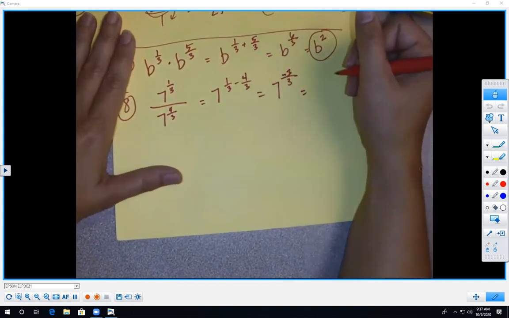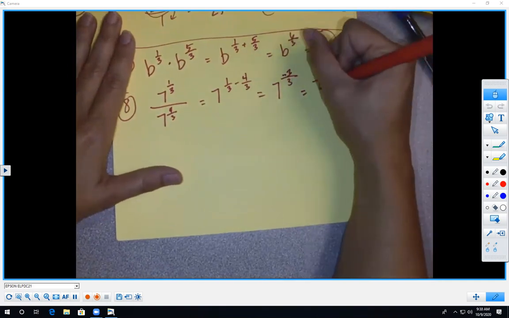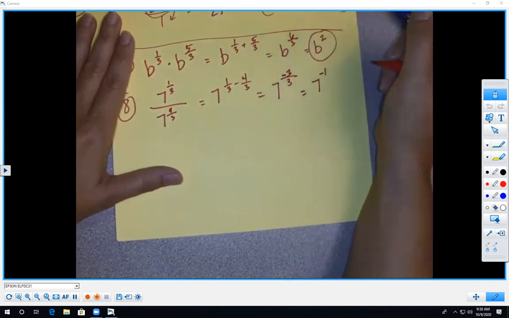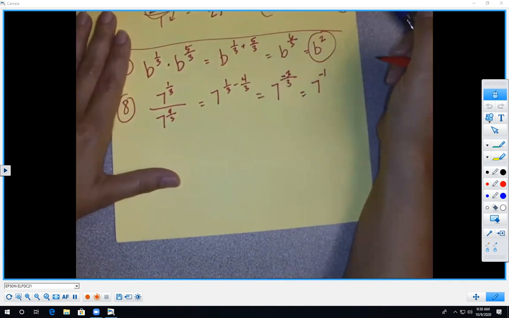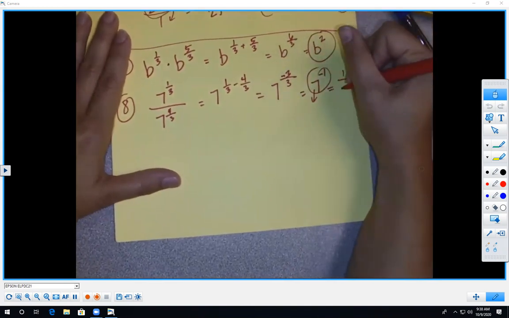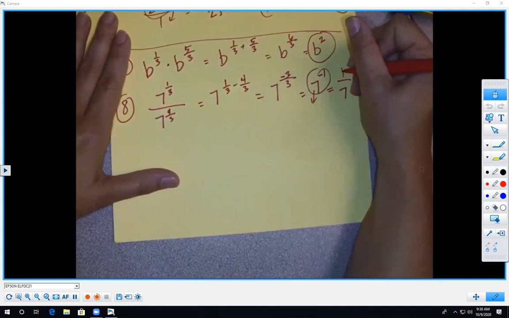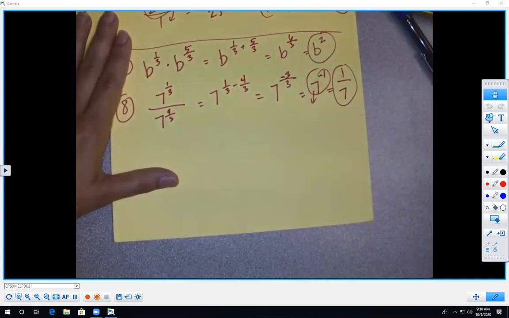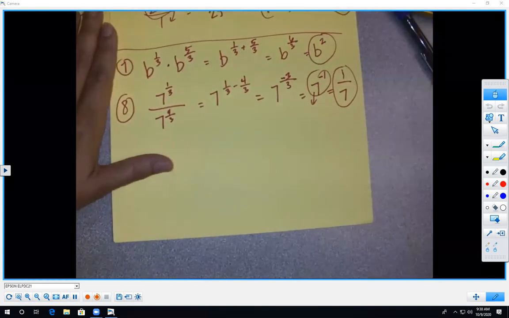And what does -3 over 3 reduce to? -1, right? And can I have a negative exponent? How do you fix it? Move it to the bottom. So it's going to be 1 over 7 to the positive 1, or just 1 over 7. Questions about that?